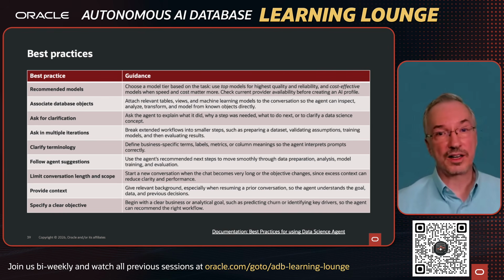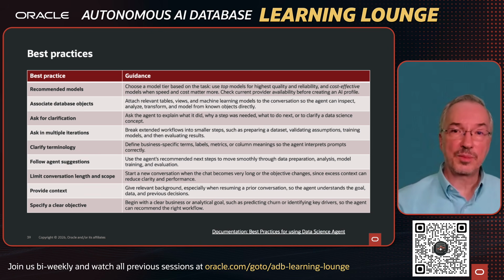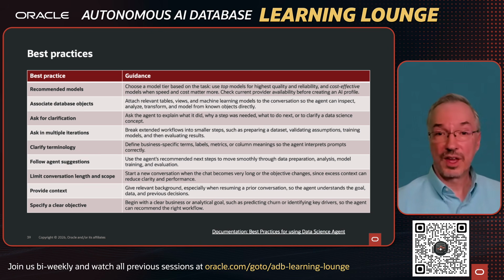Now, as with most products, there are a few best practices that can help you get better results with Data Science Agent. And these are covered in the documentation, but I'll highlight a few here. First, start by choosing an appropriate model. We've said this a couple of times, but it's worth noting that some recommended models are focused on quality and reliability, while others may be more cost-effective when it comes to speed or cost, and when those matter more. Next, explicitly associate the database objects you want the agent to use. That can include tables, views, and even machine learning models that you've built previously.